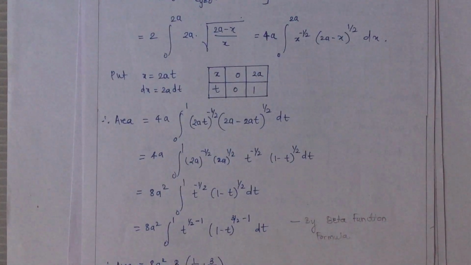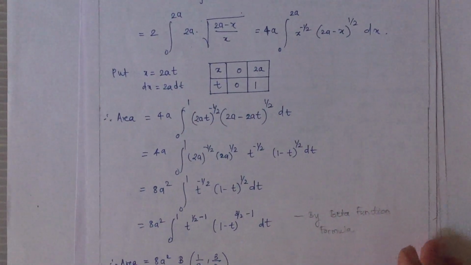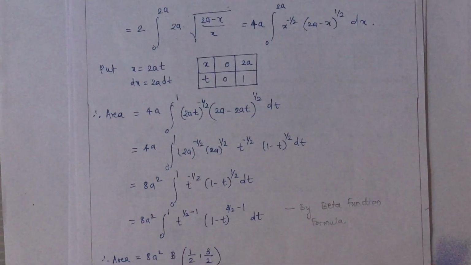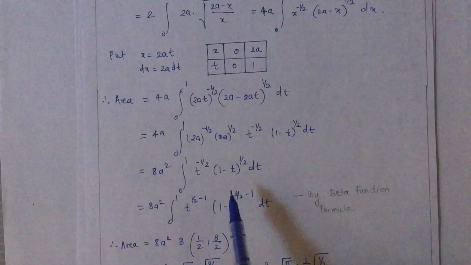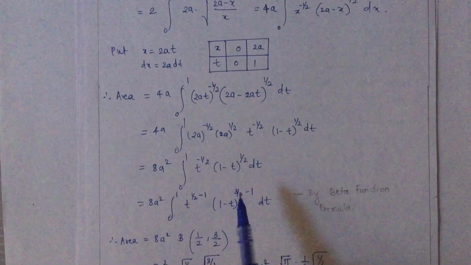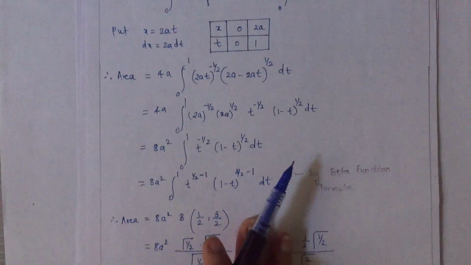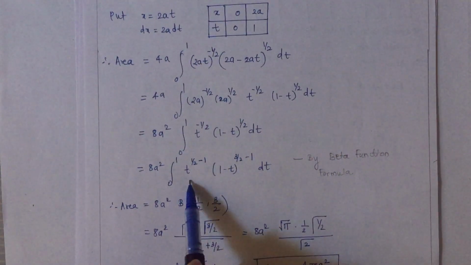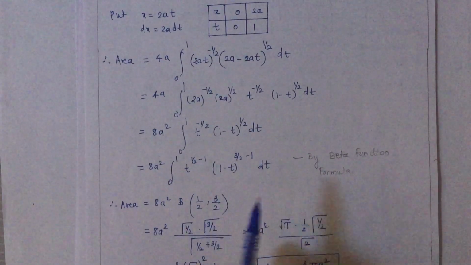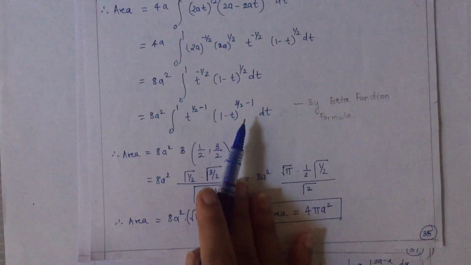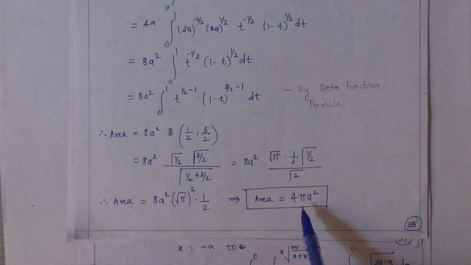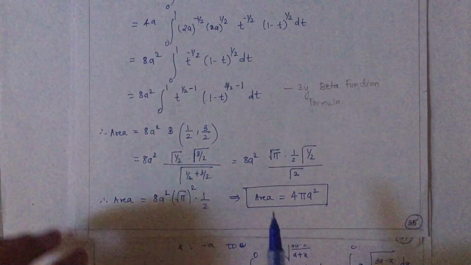But our beta function formula is x raised to m minus 1, (1 minus x) raised to n minus 1. So we will express minus half and half in that form. Minus half can be written as half minus 1 and half can be written as 3 by 2 minus 1. This will ultimately become the beta function beta(1/2, 3/2), and using the beta gamma relation we will obtain its value, that is, the area of the curve as 4 pi a squared.